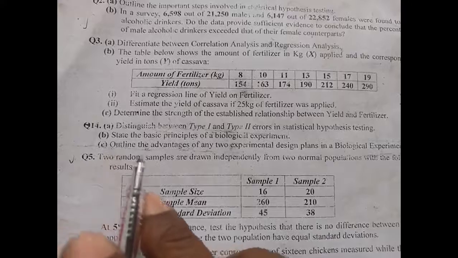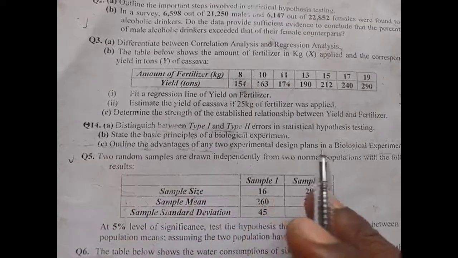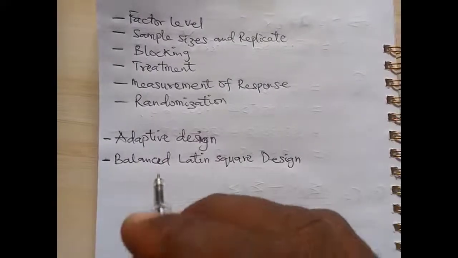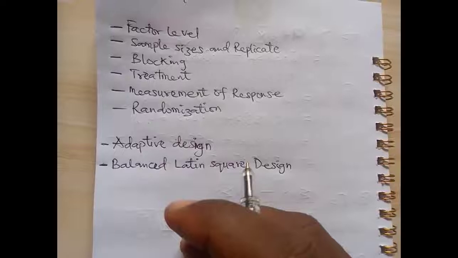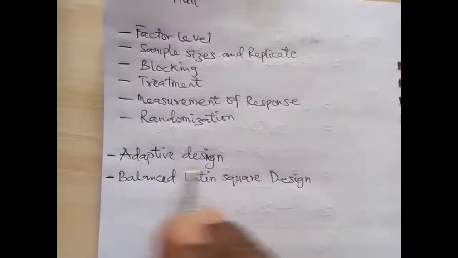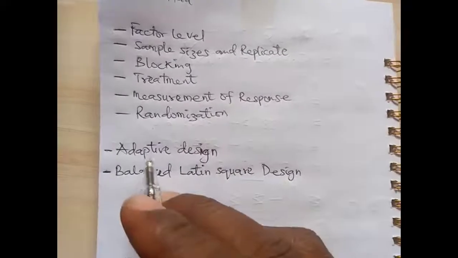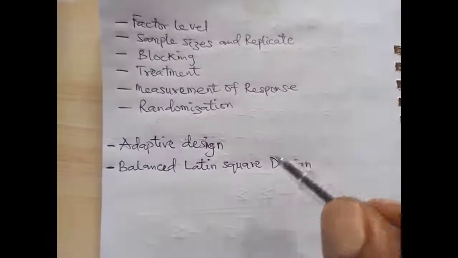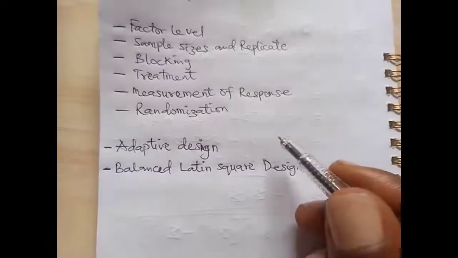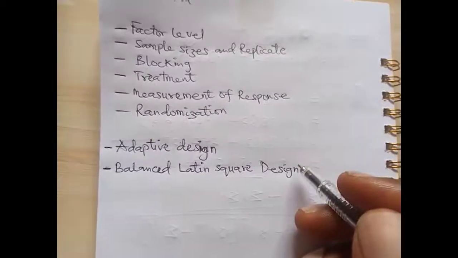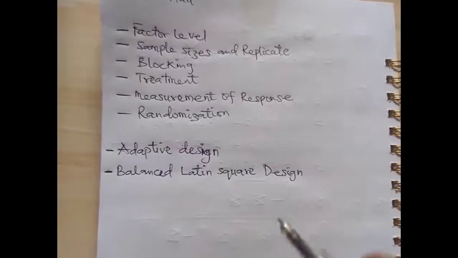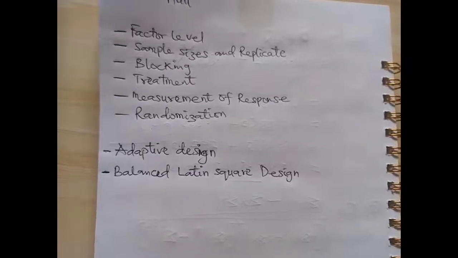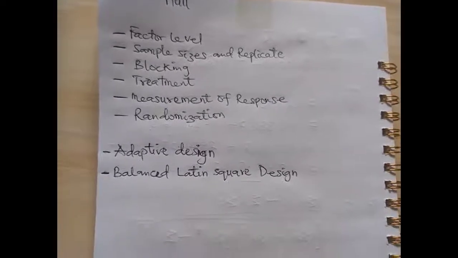The next question says, outline the advantages of any two experimental design plans in a biological experiment. The first one is adaptive design. The advantage is that it is ethical and allows a trial of ineffective or toxic treatments to be stopped partway. The second advantage is that trials are more efficient, which maximizes the use of materials, time, and energy.